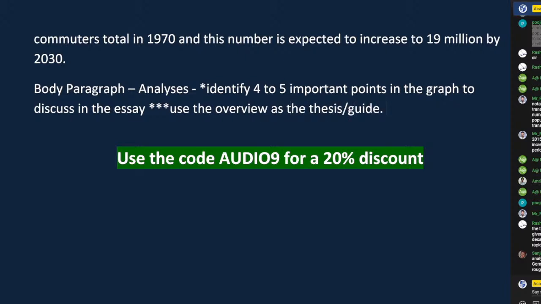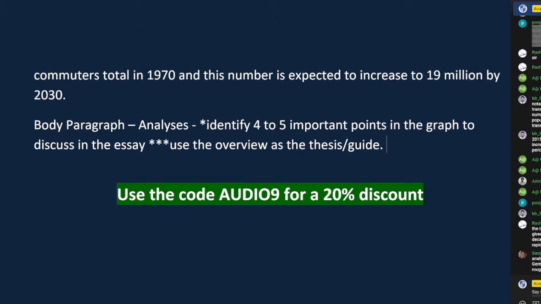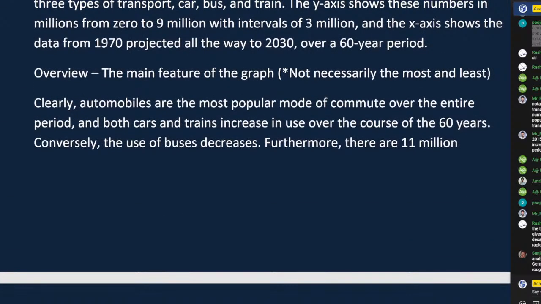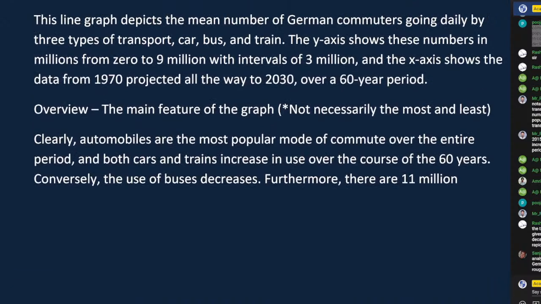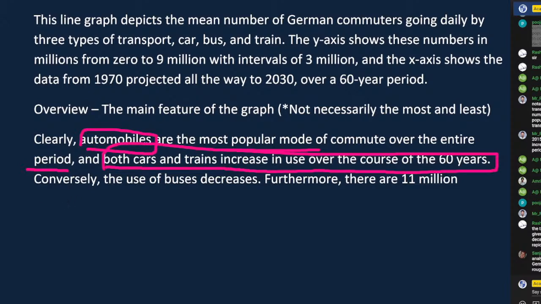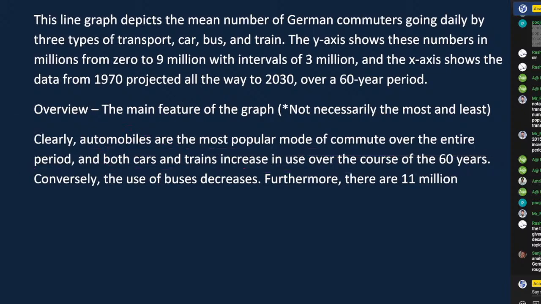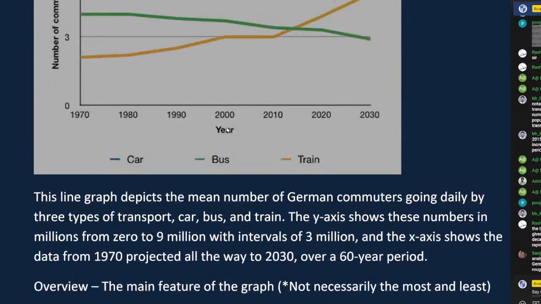Okay, let me show you what I mean. So don't reinvent the wheel yet again when you're doing your analyses. Just use what you already observed and used in the overview. So remember, in the overview here, I start by saying automobiles, cars, right? Another way to say that. Are the most popular mode over the entire period. And then here I say both cars and trains increase over the course of the 60 years. So it makes sense to look at that first, right? It's my guide in my overview.